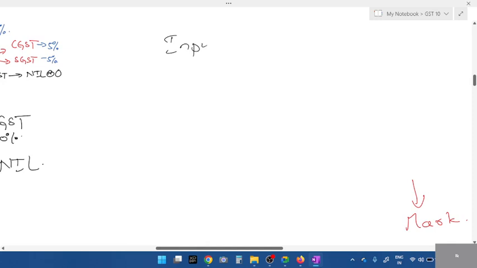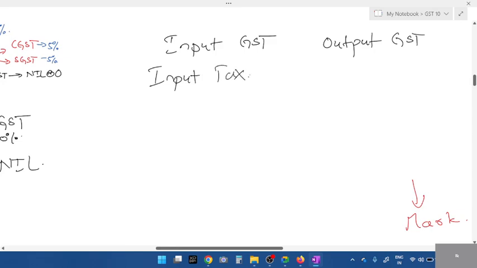Input GST and output GST. Input GST is what you call input tax credit. Input GST is also known as input tax credit. Remember, don't get confused. The words are the same. In short, they would tell you to calculate ITC, students. ITC stands for input tax credit. So what does that stand for?